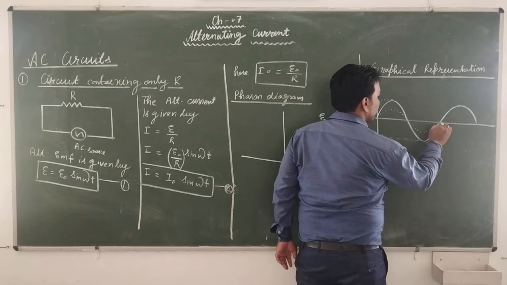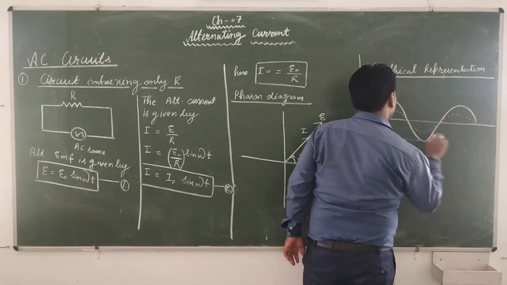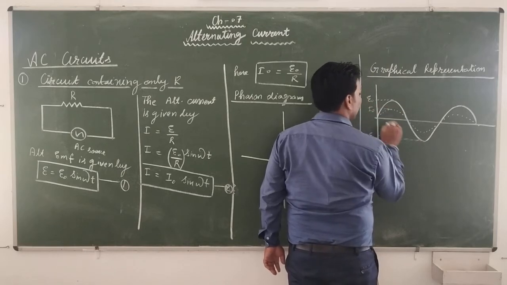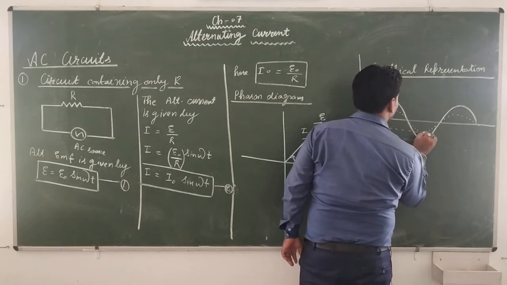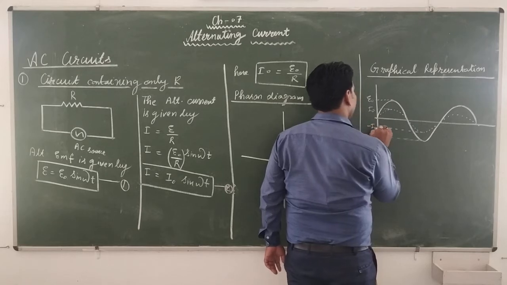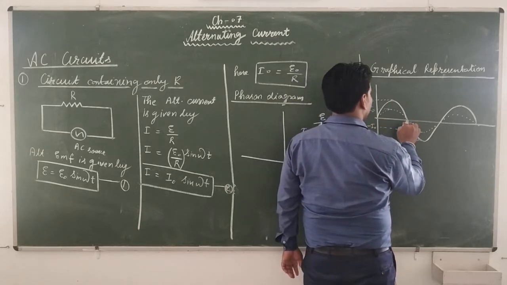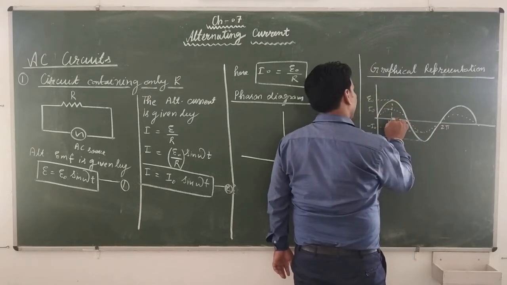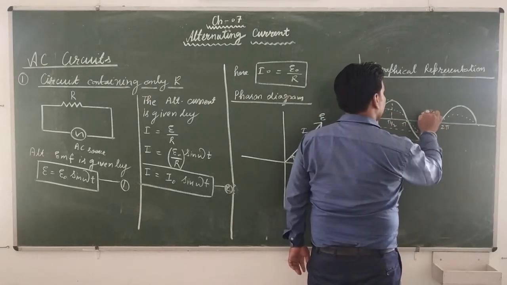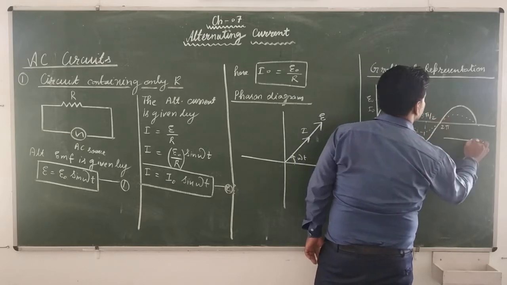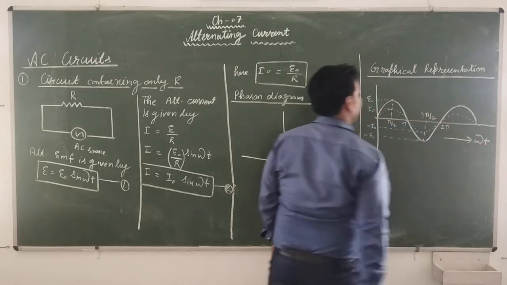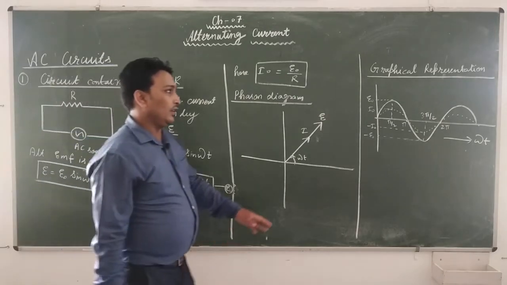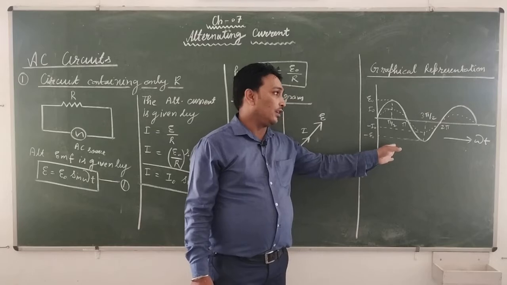The graph has this maximum value denoting I0, and this minimum value, the negative maximum, is minus I0. Right? This angle is pi, this angle is theta, this angle is pi by 2, this angle is 3 pi by 2. On this axis I am taking omega t. So this is how the current and voltage vary graphically.